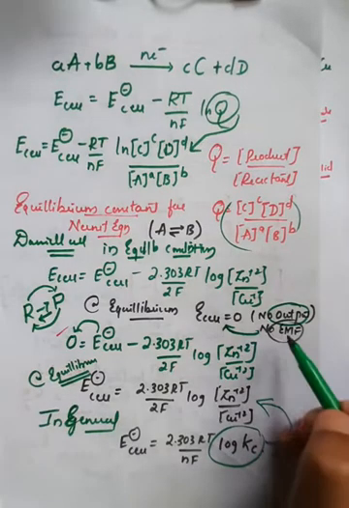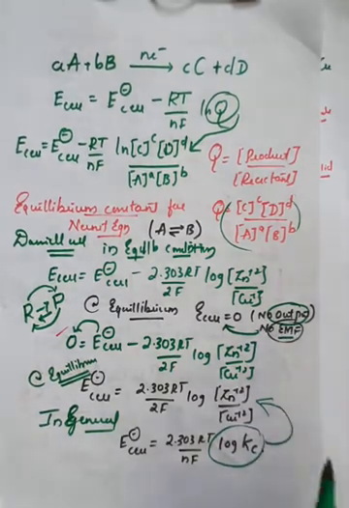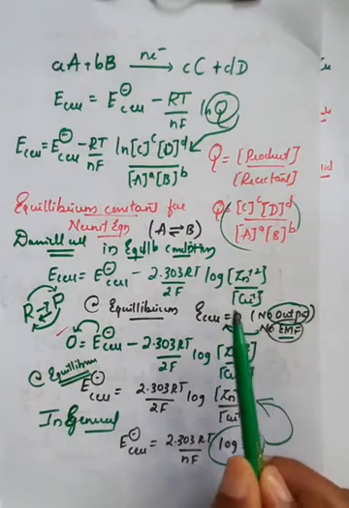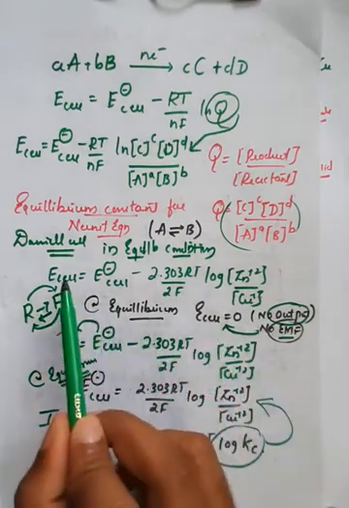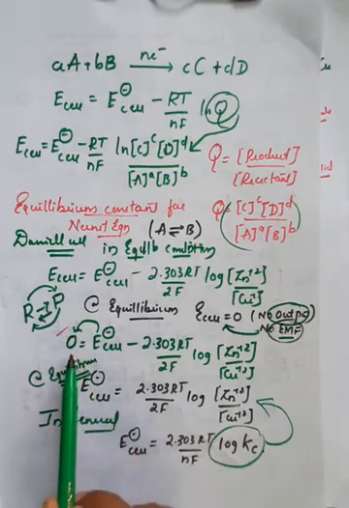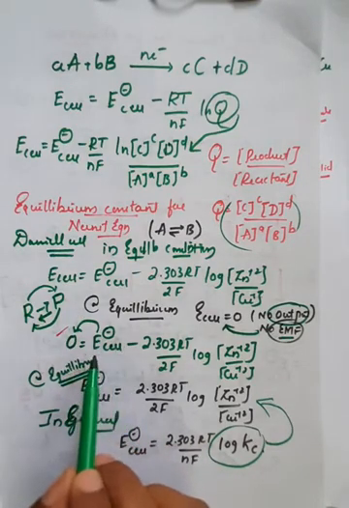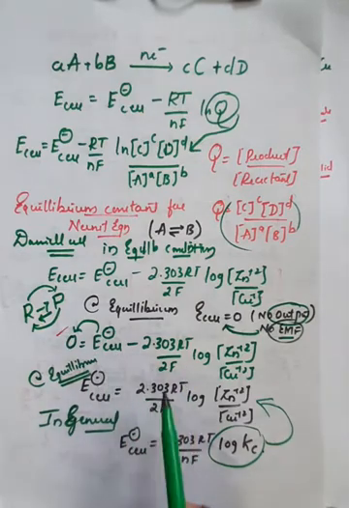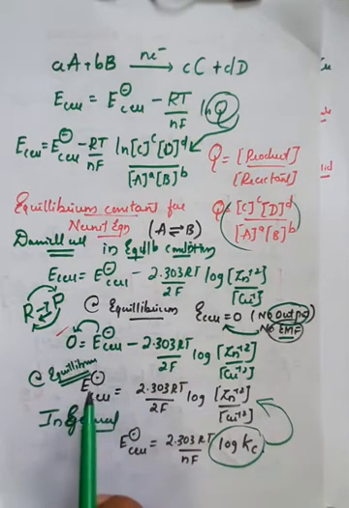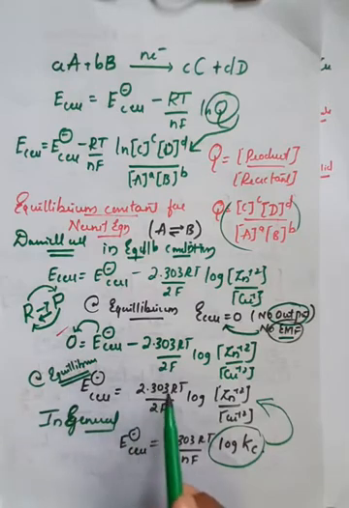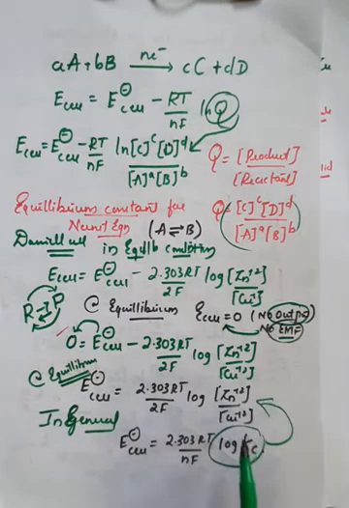So there is no EMF in that cell, and the total EMF of the cell is taken as 0. If you apply EMF of the cell equal to 0, then the equation will convert into E standard of the cell on this side, and the 2.303 will become a positive value. So at equilibrium, E standard of the cell is equal to 2.303 into RT divided by 2F into log of Zn plus 2 divided by Cu plus 2.